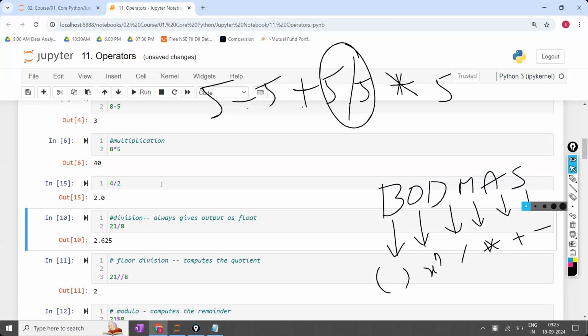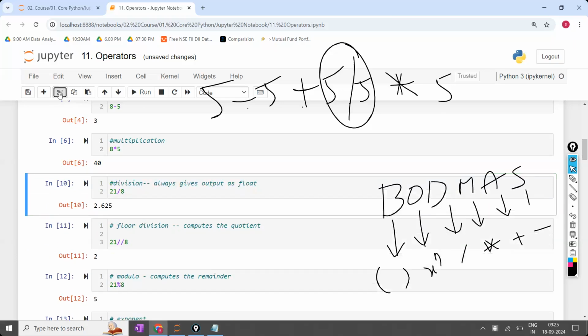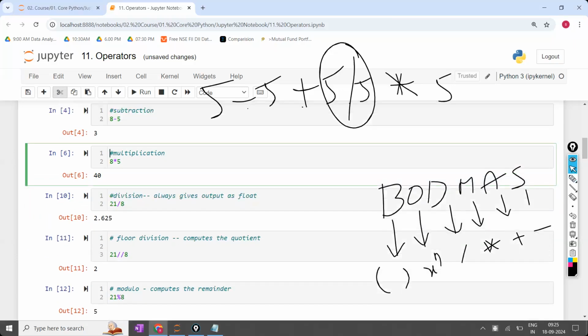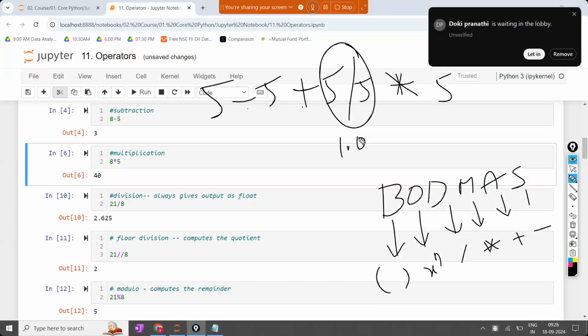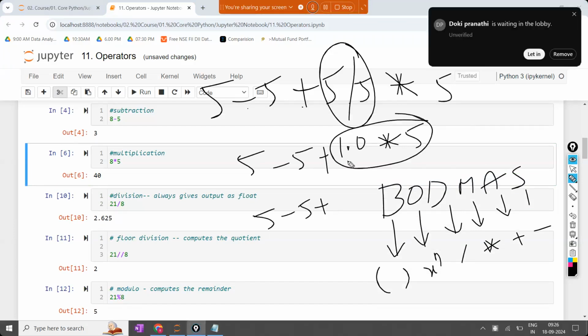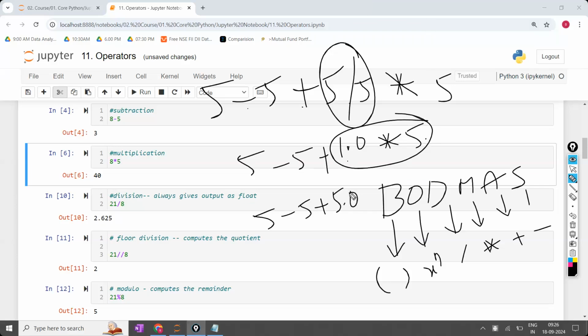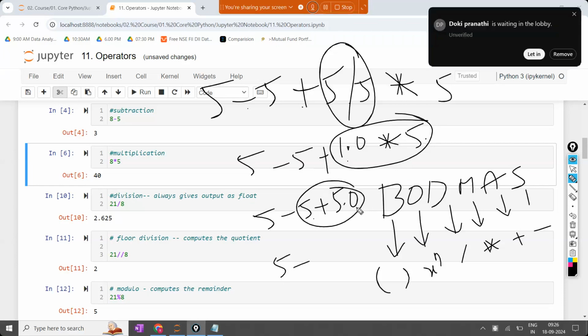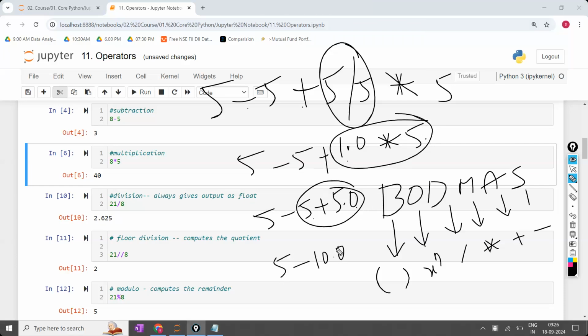Okay. So now if you go into this, 5 divided by 5 is 1.0. That is the first step. So 5 minus 5 plus 1.0 into 5. Division completed. After that, multiplication. So 5 minus 5 plus 1.0 into 5 is 5.0. Next, plus. So this part, 5 minus 5 plus 5.0, that is 10.0. Next, 5 minus 5.0 minus 5.